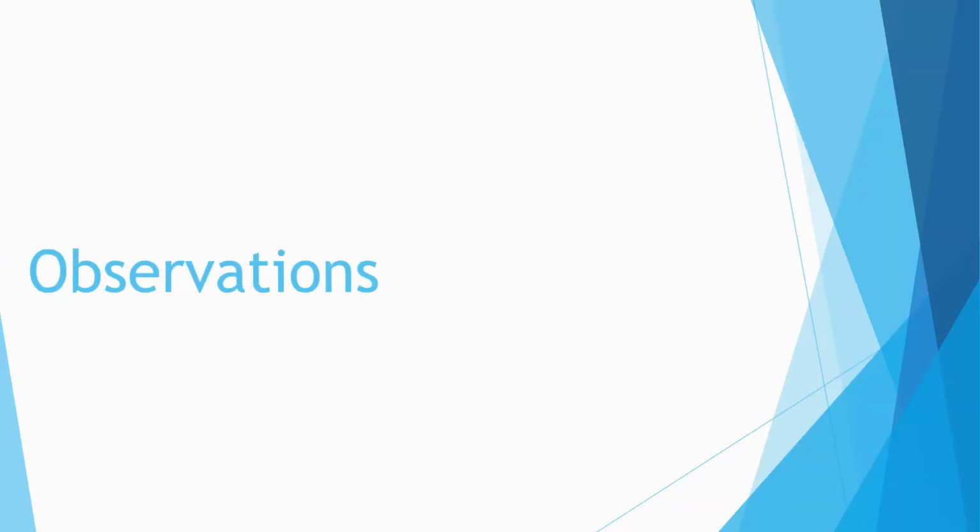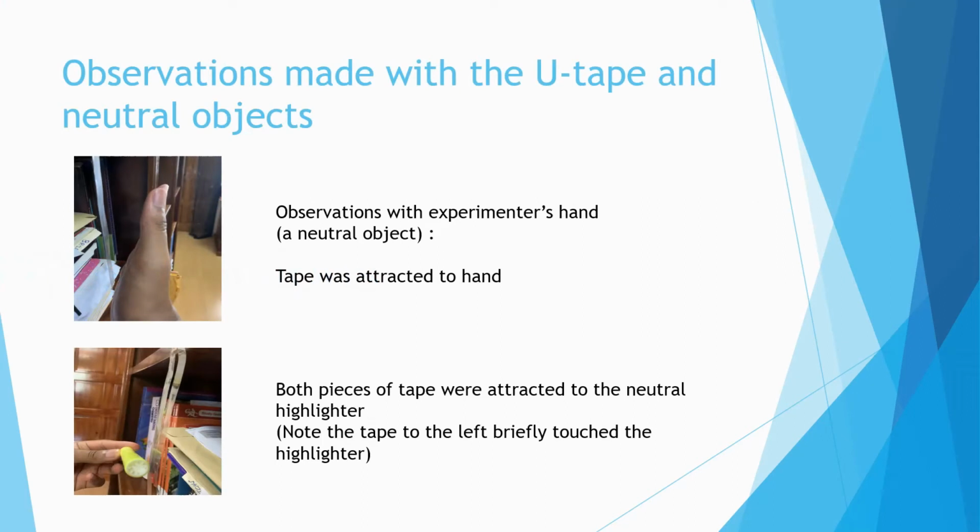The following observations were made. When the hand was placed close to the tape, it was attracted towards the hand. When both pieces of tape were placed close to each other, the tapes repelled. When placing a neutral marker close to both, the tapes were attracted to the neutral highlighter. However, one of the pieces of tape touched the highlighter.